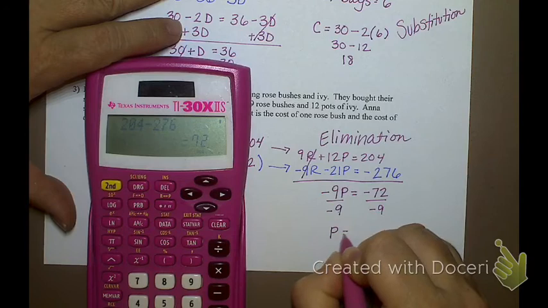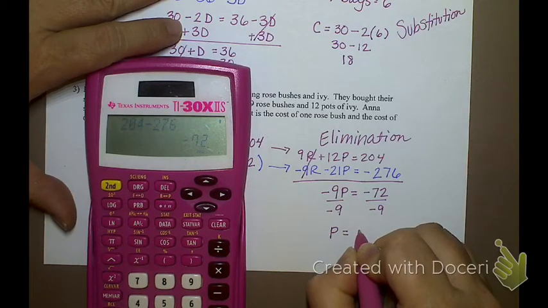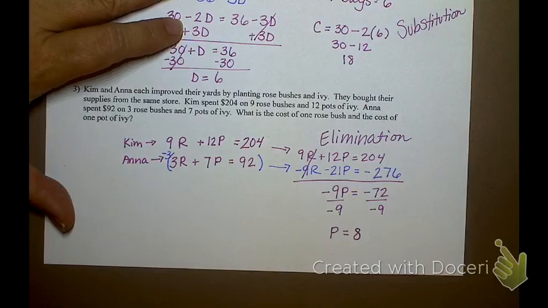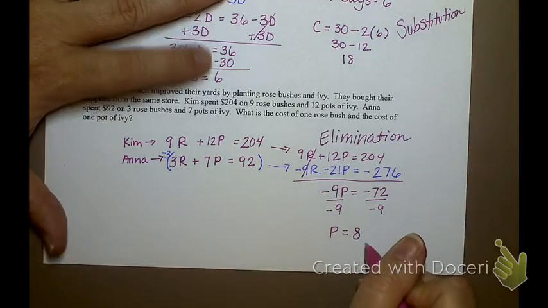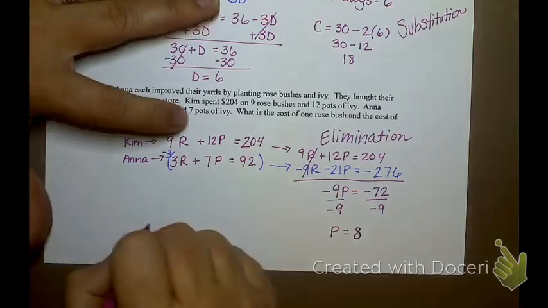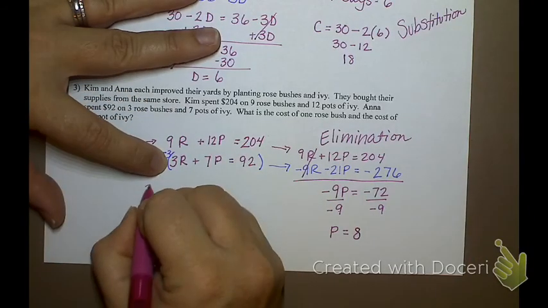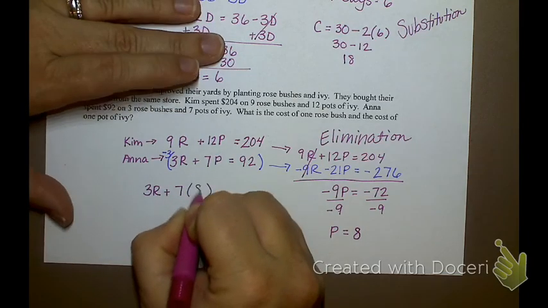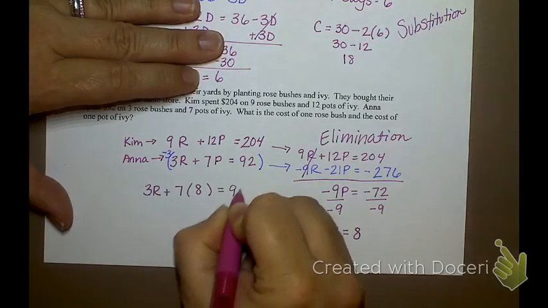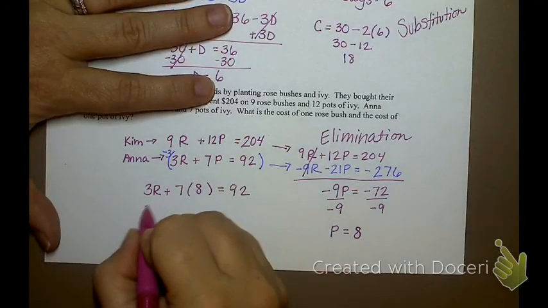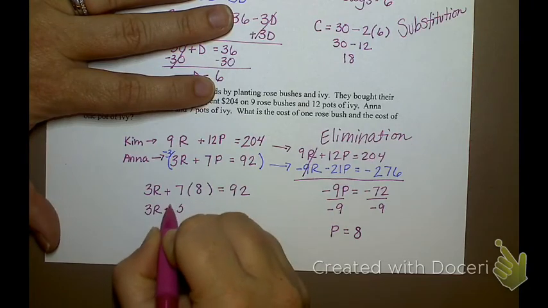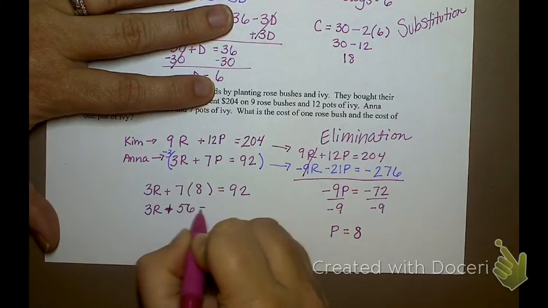And P equals what? 8. Yes? Yeah? Okay. So now I take P equals 8 and I plug it back in. I'll plug it into the second one. 3R plus 7P, and I'm plugging in 8 for P, equals 92. What is 7 times 8? Oops. So 3R plus 56 equals 92.